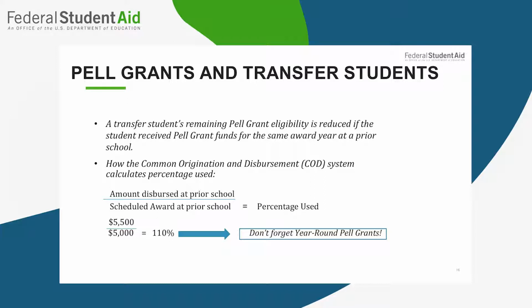So in this case, we can say for this fictitious example, maybe the student had a scheduled award of $5,000 of Pell Grant funds, but the student received or used $5,500 at the previous school, school A. That student has used a percentage of their scheduled award. That percentage is 110%, and that is okay. That is okay because the student may have received Pell from school A and may have received the year-round Pell Grant, which, as you know, means the student can go above and beyond the 100% limit for a given award year. So this is an example of what you may see on the NSLDS when you're looking at these percentages.